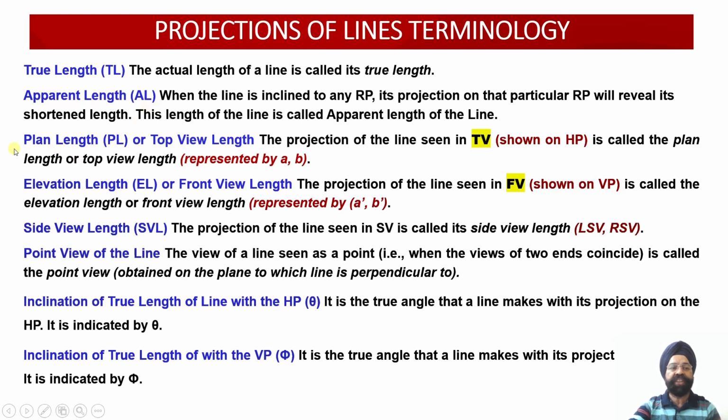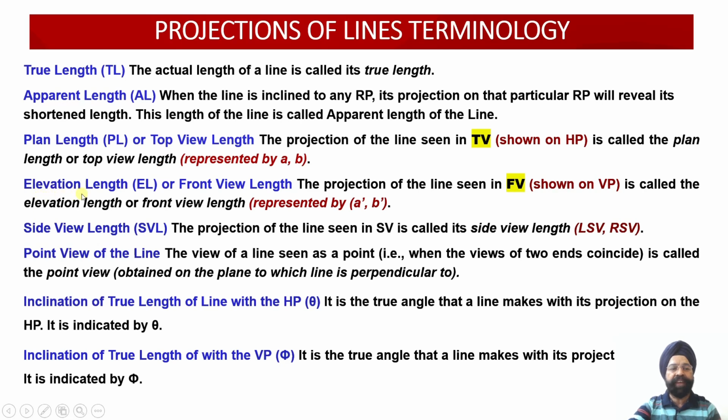Then another definition is plan length or top view length. Whenever we are looking at any particular line which is situated in space from the top, the projection of the line as seen in the top view is always drawn on the horizontal plane. So this is called the plan of the line or top view of the line. That is, whenever we are looking at the line from the top, the projections which are obtained on the horizontal plane will be called top view projections or plan projections.